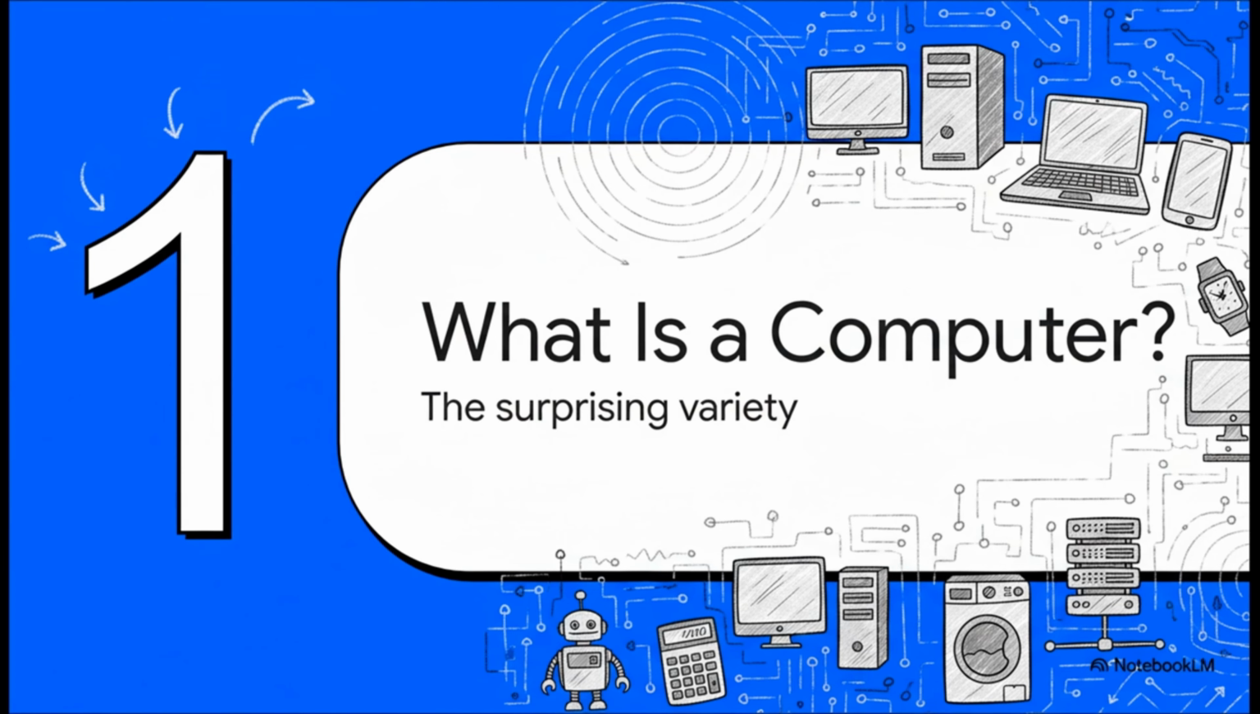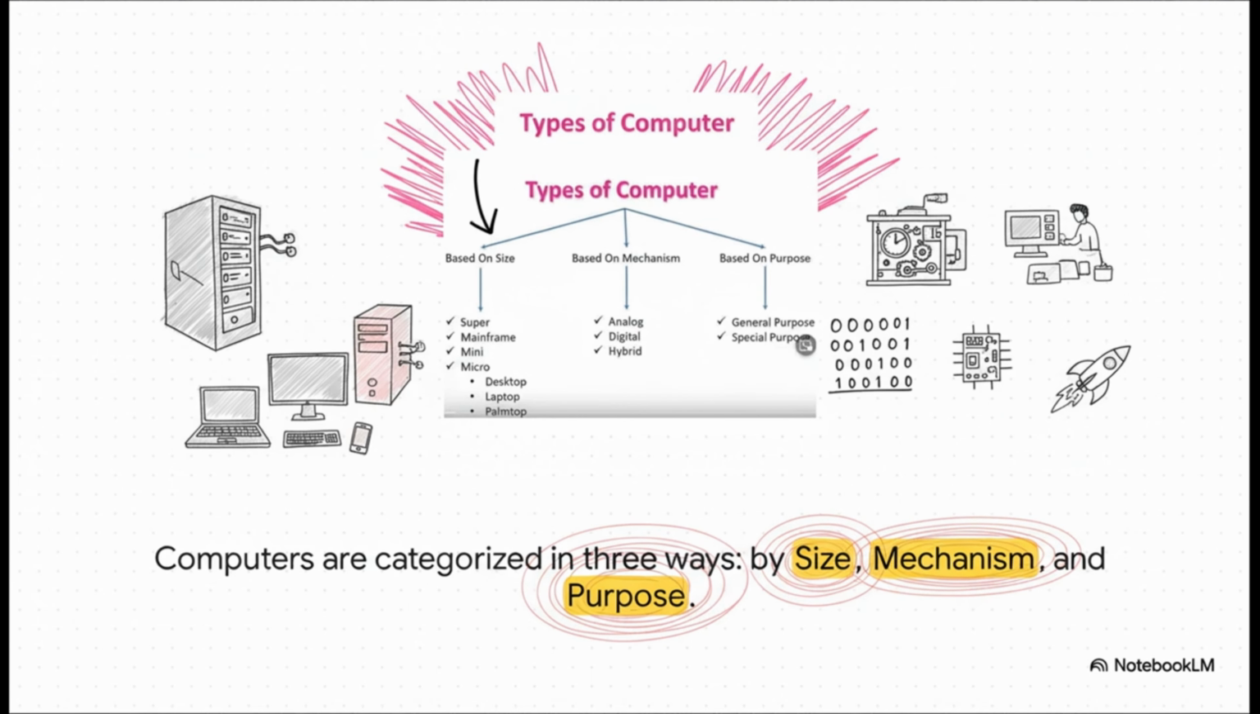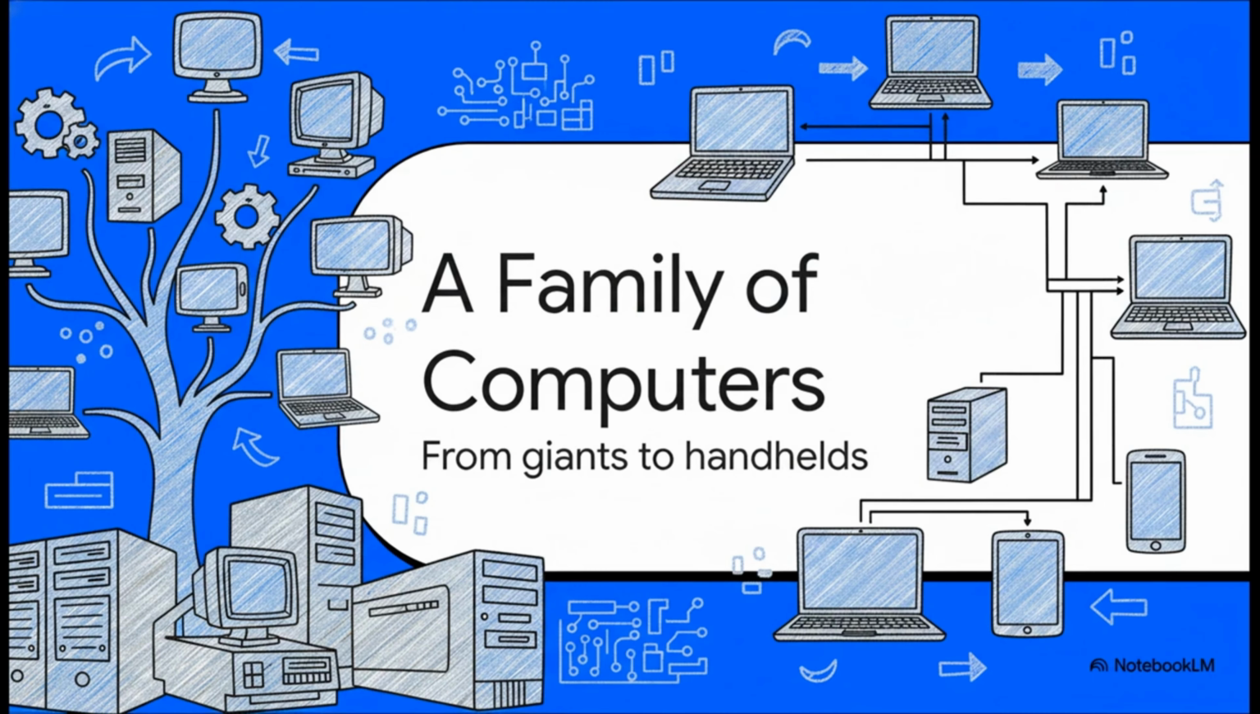That definition we just talked about sounds pretty straightforward, right? But the sheer variety of machines that we call computers is huge. Okay, so how do we even begin to sort all these different machines out? Well, you can basically categorize them in three main ways. You've got mechanism, which is about the kind of data they crunch. You've got purpose, which is what they're actually built for. But for our tour today, we're going to stick with the one that makes the most sense to start with, size. All right, time to meet the family.